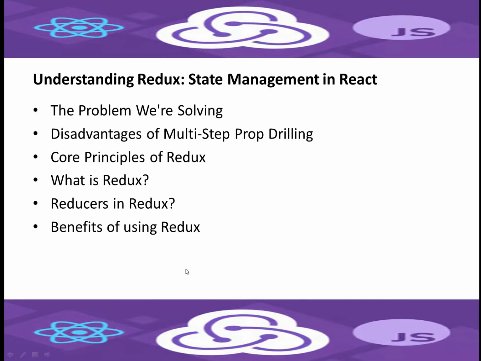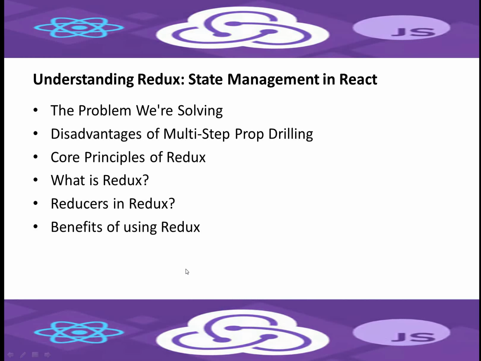Today's topic is Redux. Understanding Redux state management in React. What type of problem are we going to solve using Redux? That will be covered as part of this video.